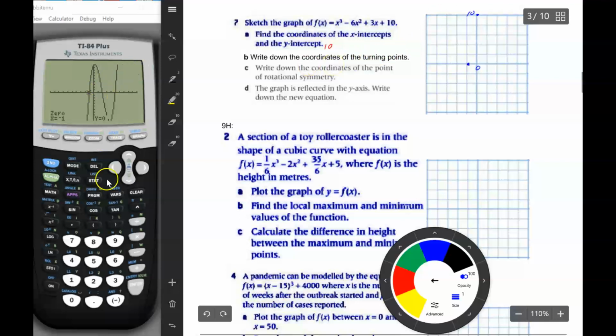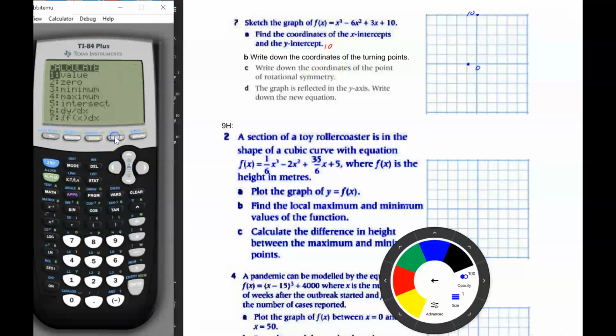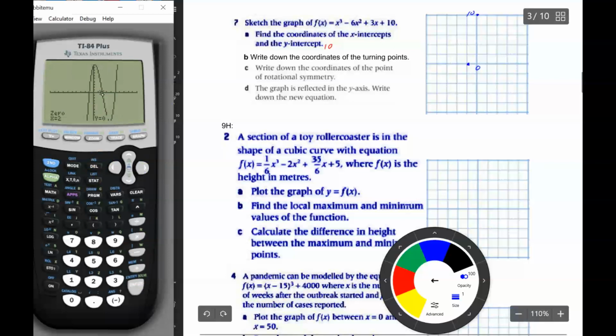the next x-intercept, which is here. We'll do second calc 0, which is number 2. And then we'll do the right boundary over here. And 2 comma 0 is another x-intercept.